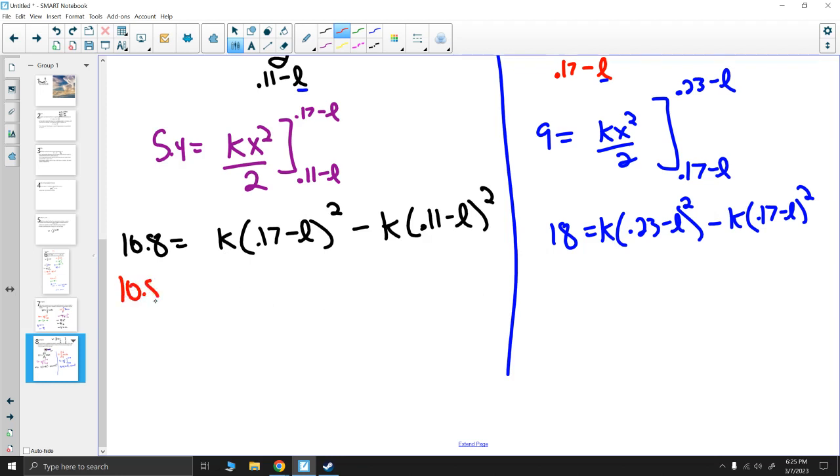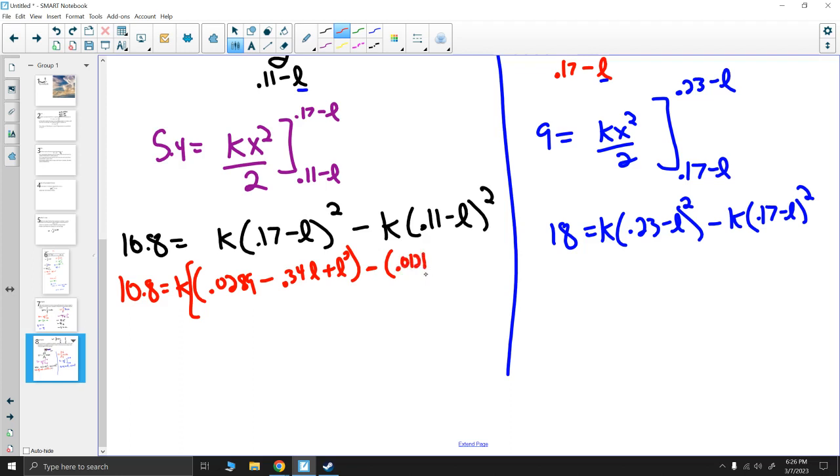Okay, so 10.8 is equal to, I'm going to factor this k out of both of these. We get, bracket, 0.17 squared. So 0.17 squared is 0.0289, minus, so we're squaring this thing, so minus 0.17L minus 0.17L is 0.34L, plus L squared. Then we have minus 0.11 squared, which is 0.0121.